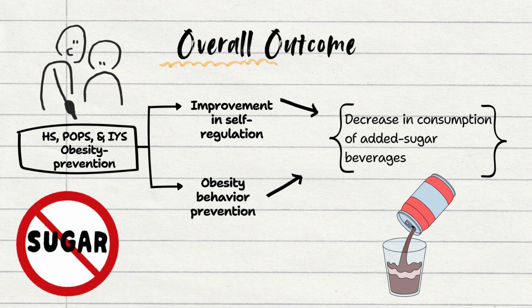However, paired with the 3 types of intervention, as well as obesity prevention, there was an improvement in self-regulation and obesity behavior prevention, which saw an overall decrease in the consumption of added sugar beverages. This suggests that with emotional regulation behavior changes and obesity prevention behavior changes, children will learn different coping mechanisms to help soothe themselves during emotional crises instead of turning to ultra-processed foods and sugar-sweetened beverages as a way to soothe themselves.